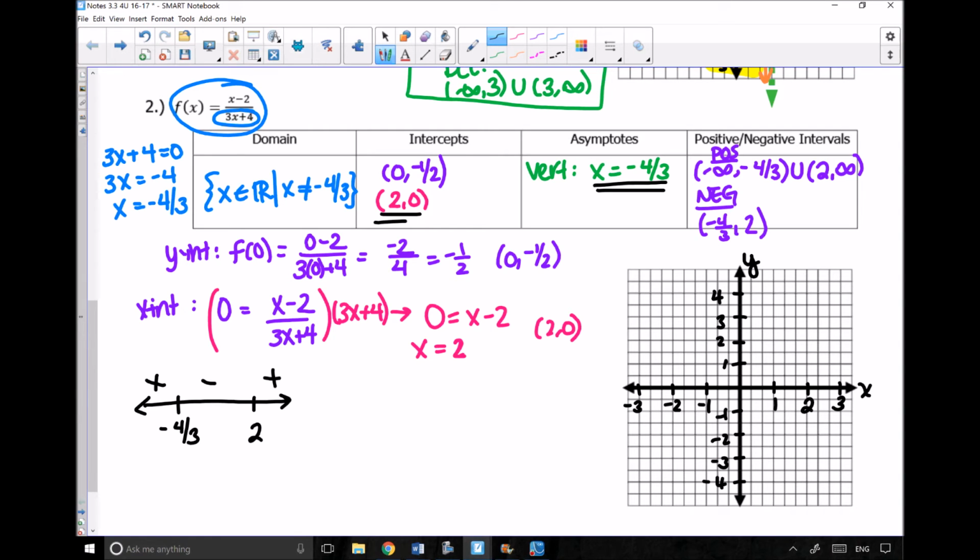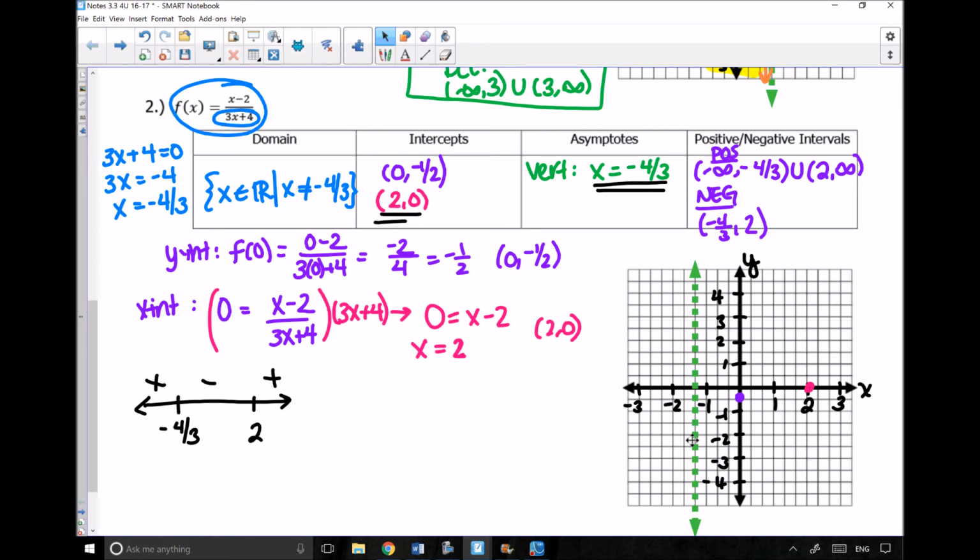Okay, so now that I've done that, I can go ahead and start graphing out some information. Well, I know my y-intercept is at -1/2, so I'll put a point there. And I also know that I have an x-intercept at 2. Okay. We also know that we have a vertical asymptote when x is -4/3. So what I'm going to do is I'm going to go to -4/3 or -1 1/3, and I'm going to draw in my vertical asymptote right here. Okay, and I totally forgot to do the horizontal asymptote, which is probably the newest thing that we have in this problem right here.